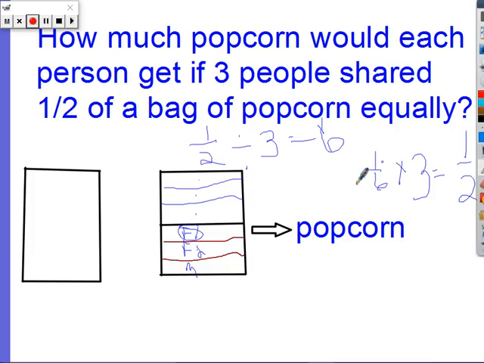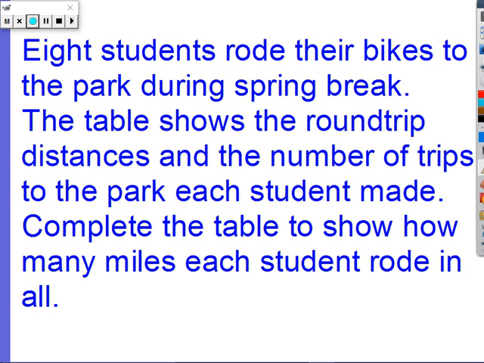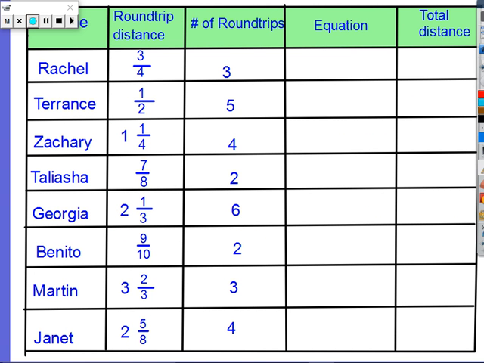So what I want you to do is work on this chart first together as a team, and I just want you to put down what your equation would be. So this first one is 3/4 divided by, this is the number of trips they took. So the round trip distance was 3/4 of a mile, and they did it in 3 round trips. So what do we get for the total distance?